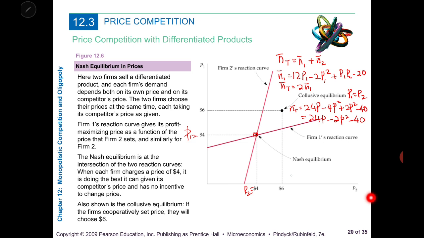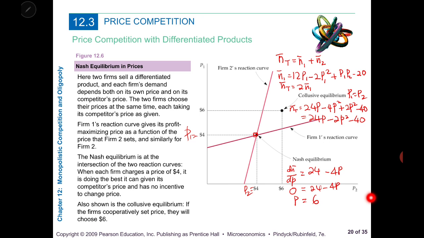Okay, and the marginal profit from here will be 24 minus 4P. And when you set it equal to 0, P will be equal to 6. Correct?